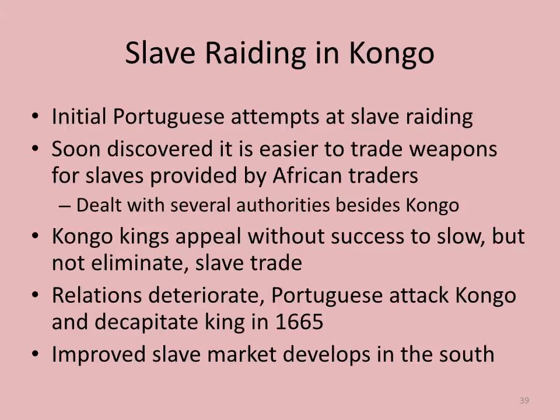Now, relationships begin to deteriorate with the Portuguese because of their lack of slowing down slave importation. So the Portuguese just straight up attack Congo and decapitate the poor king in 1665 just because he wasn't helping anymore. And if he's not helping, he might as well be dead. However, with his death, it did improve the slave market. So that's good. It was easier to get trades once they decapitated the king.